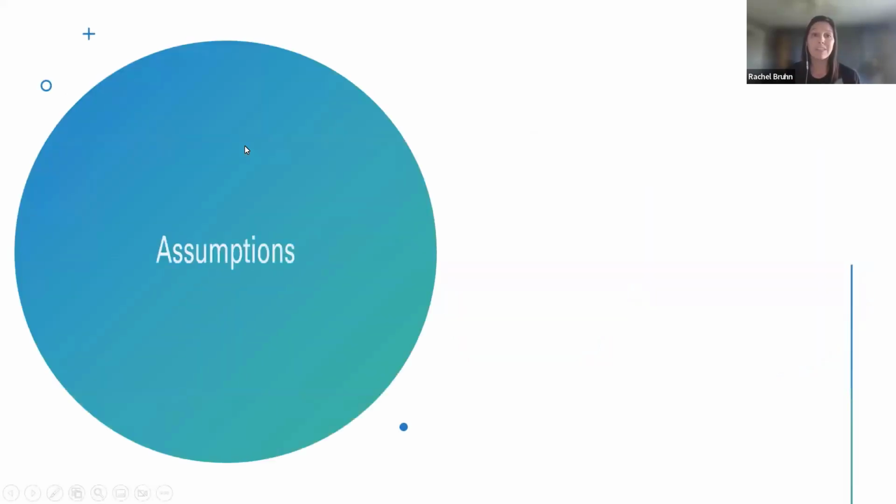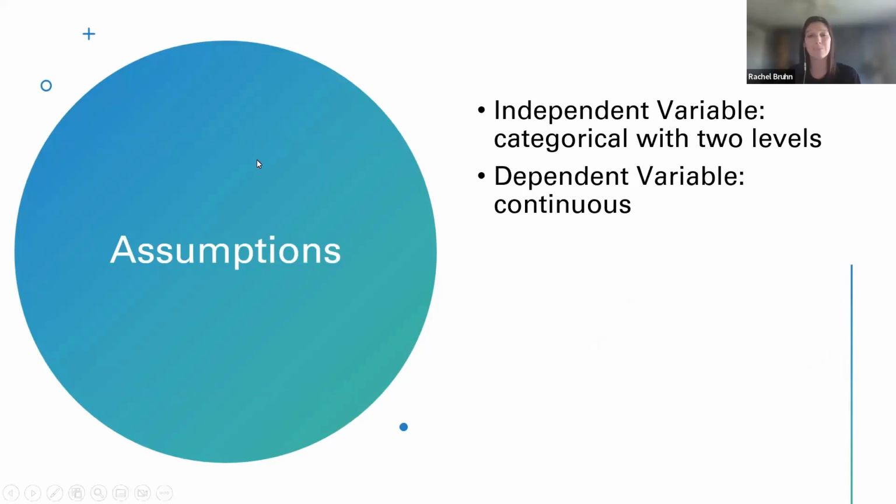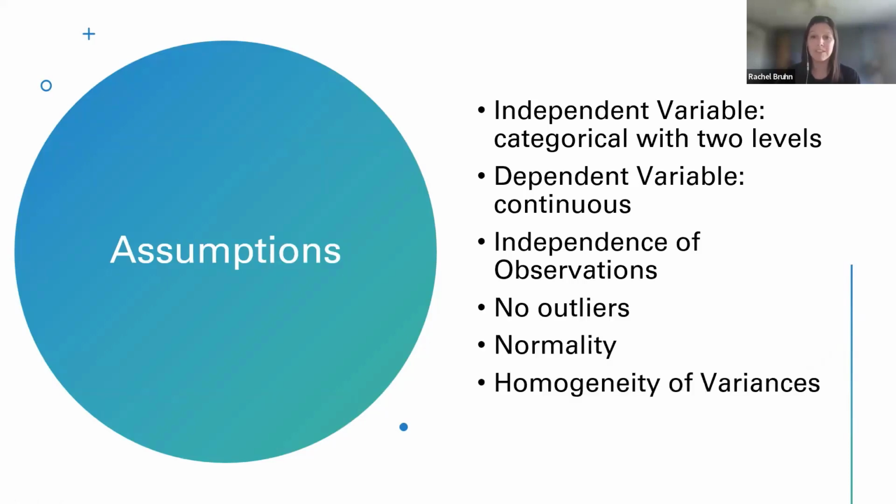So getting into our assumptions, the independent variable has to be a categorical variable with two levels. The dependent variable has to be continuous. There has to be an independence of observations, no outliers. The data must be normally distributed. There must be homogeneity of variances. And you're probably like, what do all those mean? We're going to talk about it.